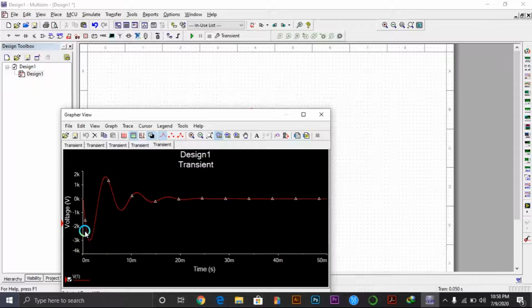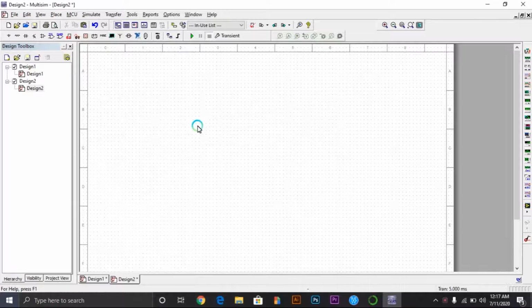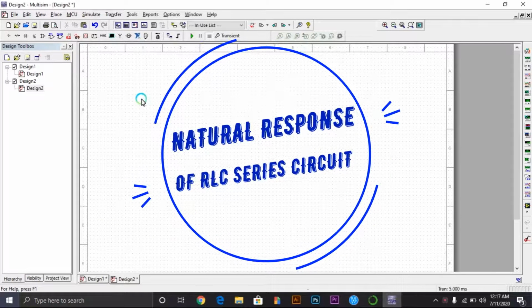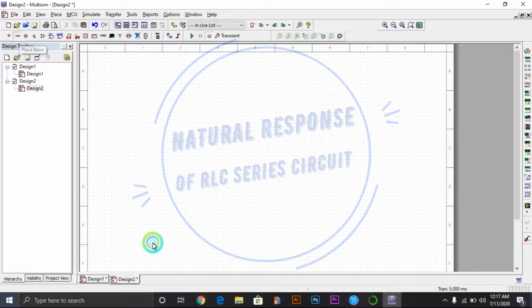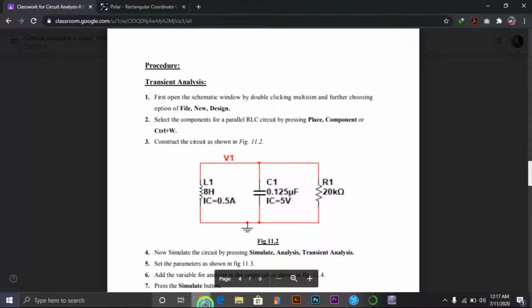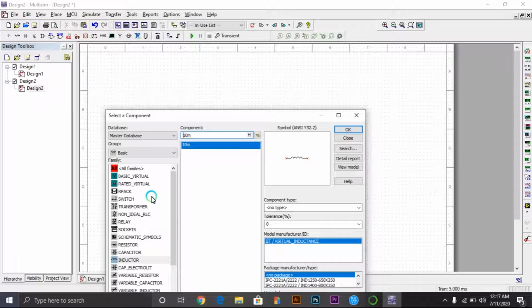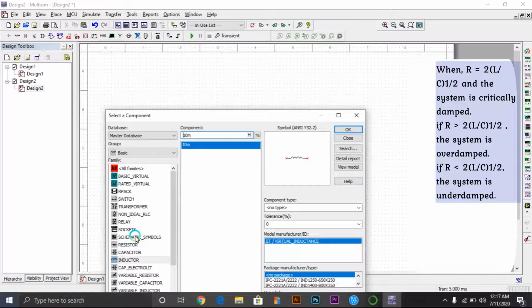Similarly, you can find the overdamped response and critical damped response. The resistor values are already given in the circuit, so you find it by yourself. Now let's find the natural response of a series circuit. I'm taking the same values mentioned in lab. You can take any values and calculate by using the formula mentioned.